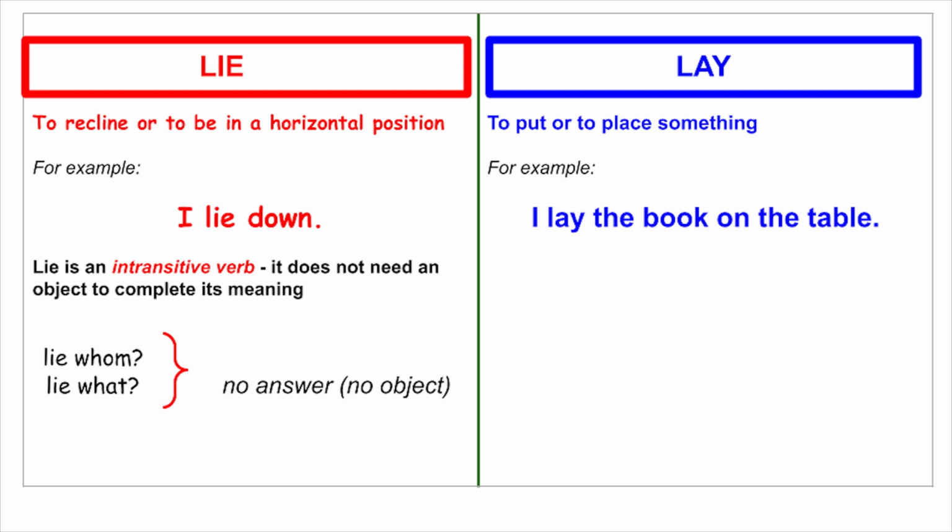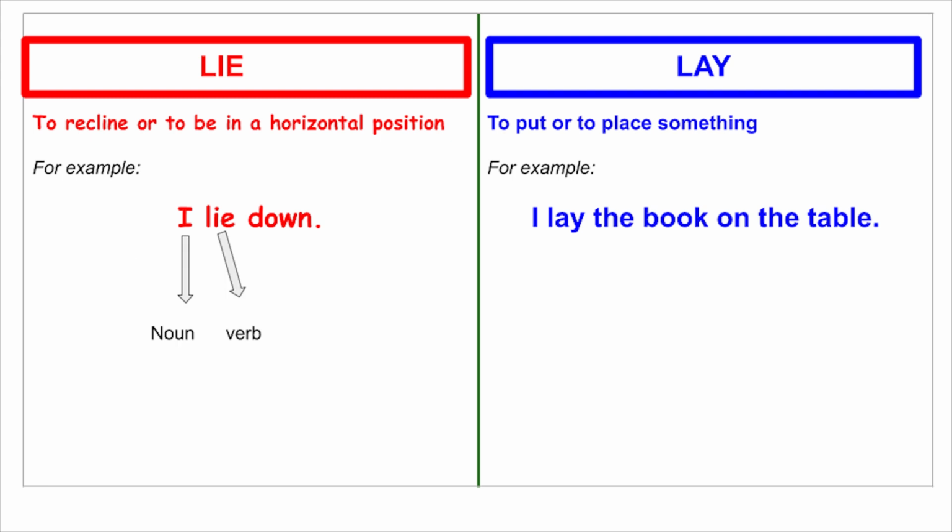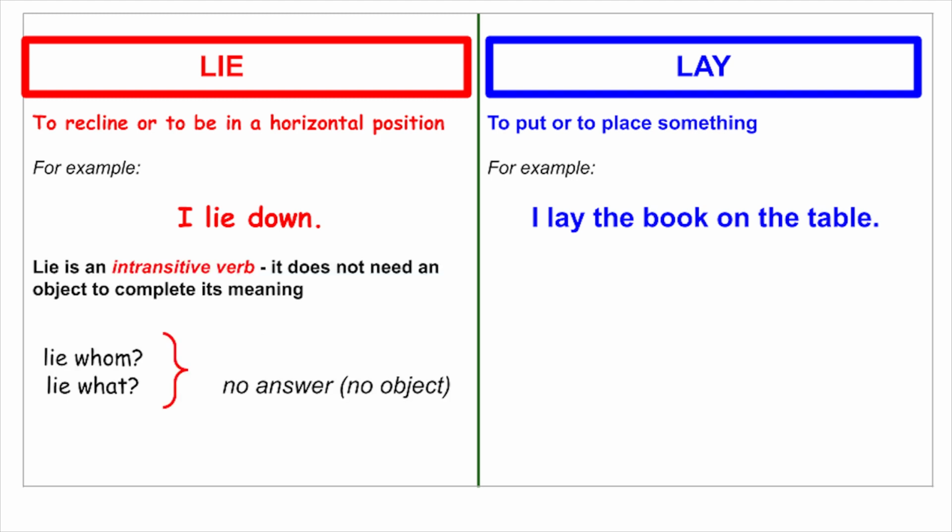So lie does not need an object to complete its meaning. I lie could stand on its own because it means I'm in a position of rest. In this case, I lie down. I is a noun, lie is a verb, and down is a preposition. There's no direct object. Therefore, lie is an intransitive verb.